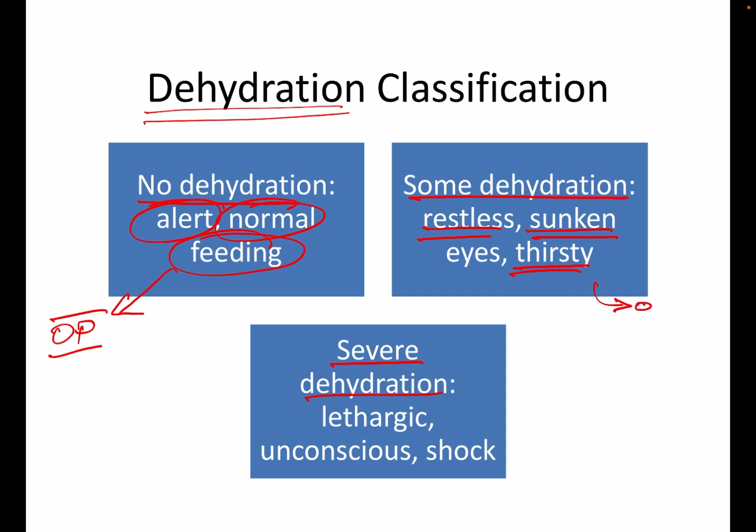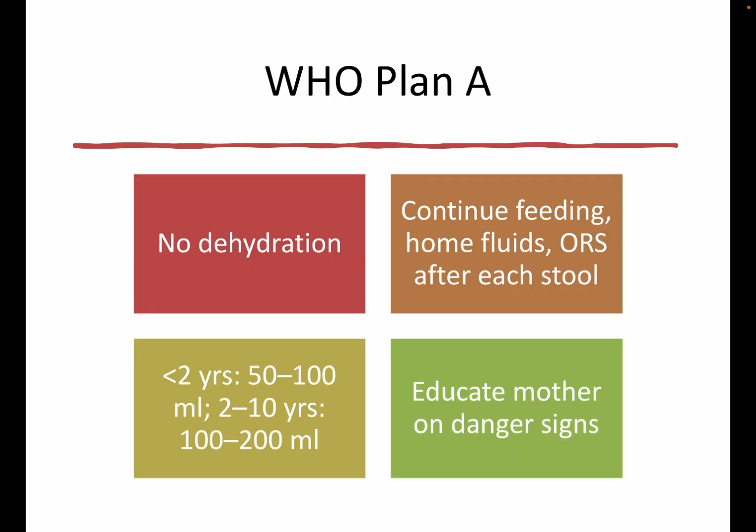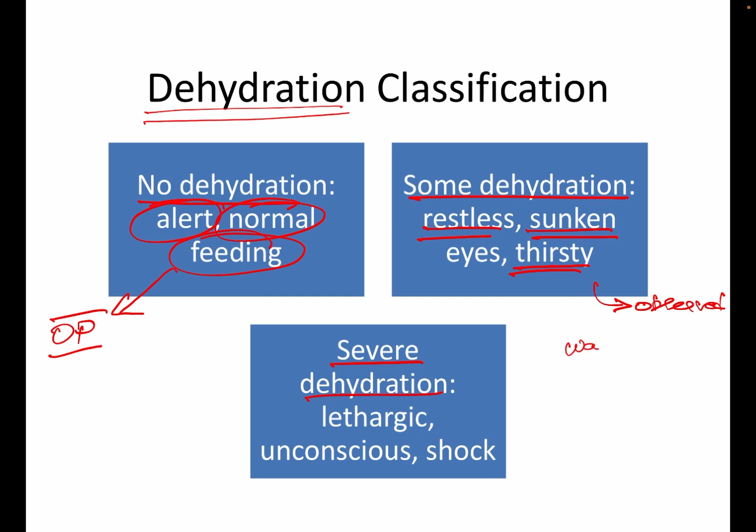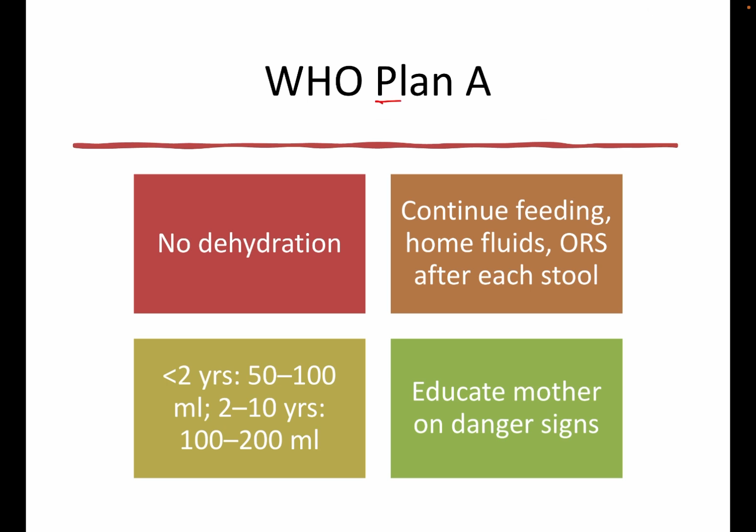This child has to be observed, and the child's parents should be taught regarding warning signs of dehydration, and the child has to be given ORS. They also have to be taught about the impending warning signs and the referral system. WHO Plan A is for no dehydration. So the child will be asked for continuous feeding. Home fluids can be encouraged, followed by ORS after each stool.